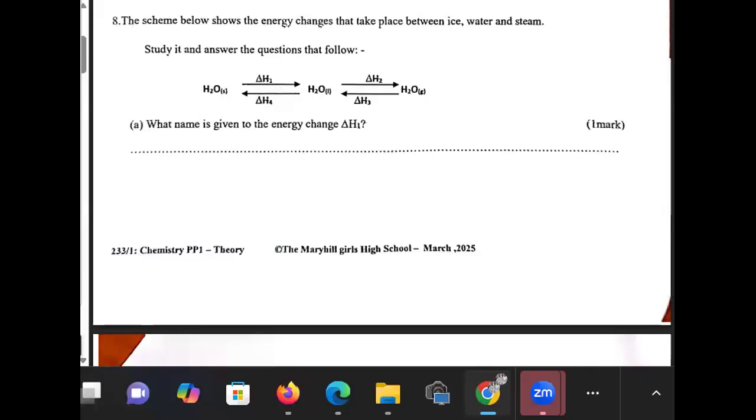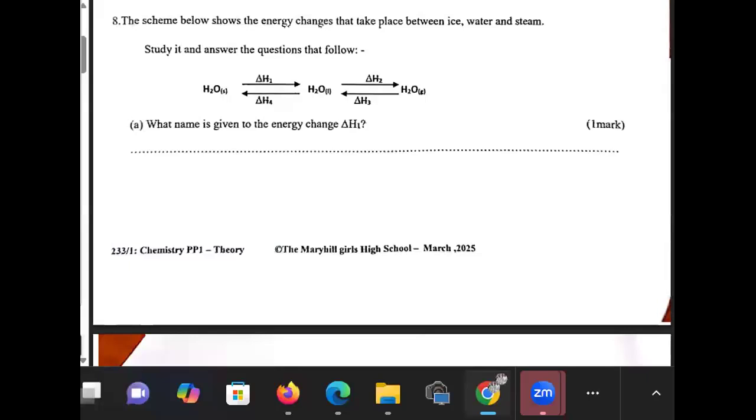When you are heating, on the heating curve, heat is absorbed. From solid to liquid, heat is absorbed to weaken the intermolecular forces of attraction. Then from liquid to gas, heat is absorbed to help in breaking the bond. That is bond breakage. From liquid to gas, bond breakage. Bond breakage is an endothermic reaction.